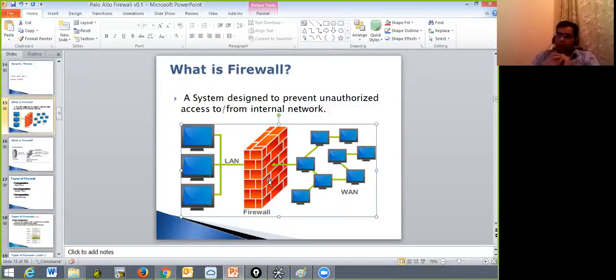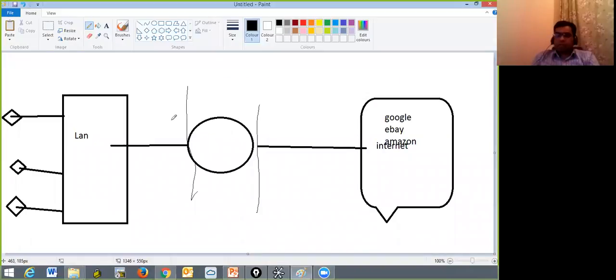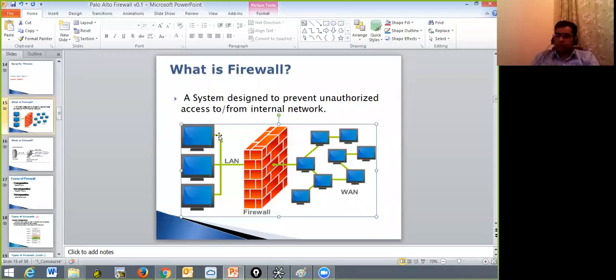So from the firewall point of view, the system is designed to prevent unauthorized access to and from the internal network. Now what we did, we put a firewall in the middle and we create a boundary. Okay, and you can take the example simply this way. Let's say you have an office, and in this office there is no security guard before. That network is quite open. Anybody can go outside and anybody can come inside your network as well.